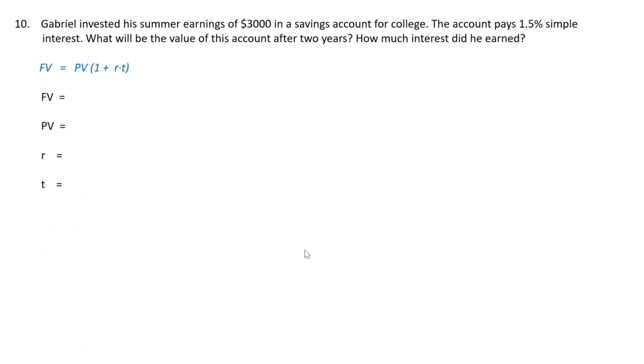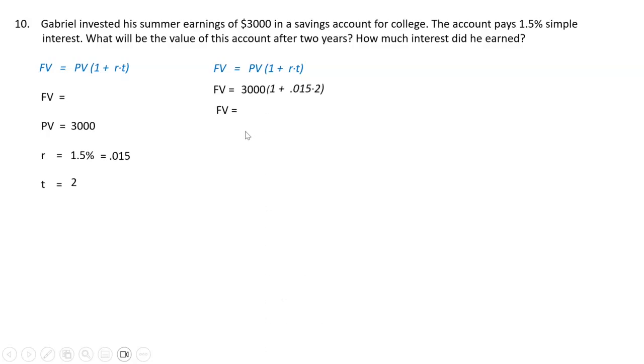Okay, so this is the formula for compound interest. So from here, guys, the FV is the future value, right? That's what we're looking for, because it says here, what will be the value of the account after 2 years? So we're looking for the future value. The present value is 3,000. My R is the interest rate, which is 1.5%, converted to a decimal is 0.015. And the time is 2 years, so it's 2. So we plug into the formula.